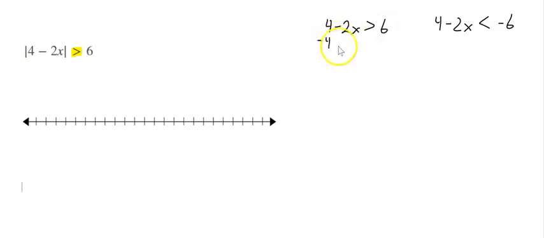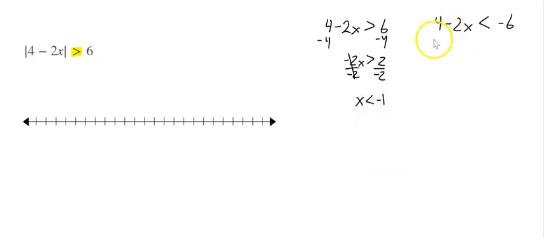Come in here, subtract 4 from both sides. You're going to get negative 2x is greater than, well, this is just going to be a 2. Let's divide off the negative 2. Notice this reduces out to x, but since we divided by a negative, we've got to flip the sign, and then notice right here, what are we going to get? We're going to get a negative 1.